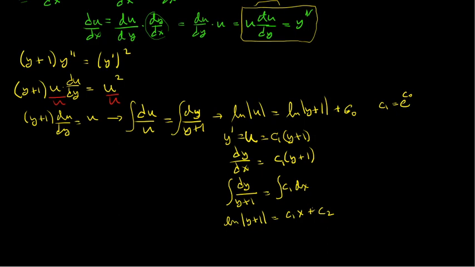Now you just exponentiate both sides again. So you're going to get y plus 1 is equal to e to the (c1 x plus c2), and e to the c2 is just, say, c3, so c3 e to the c1 x. And then just subtract 1 from both sides. So this is y equals c3 e to the c1 x, oh, let's just call it c2, minus 1.